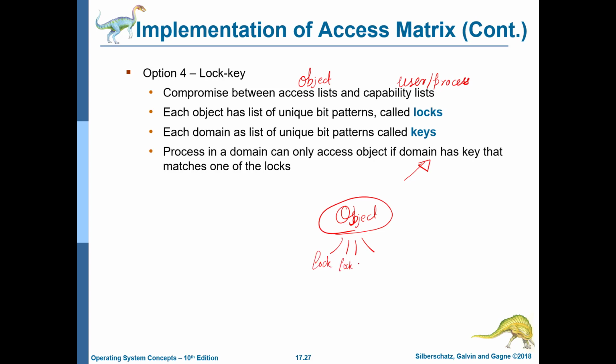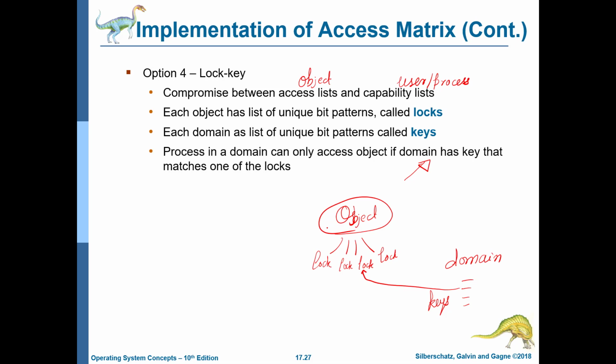Anytime a domain shows up and wants to perform some kind of operation on an object, within the domain we search for a key. A domain might have a set of keys, right? Essentially we try all the keys on the locks, and let's say one key matches a lock, then it means that we have the access. So the domain can then perform the operation on the object.